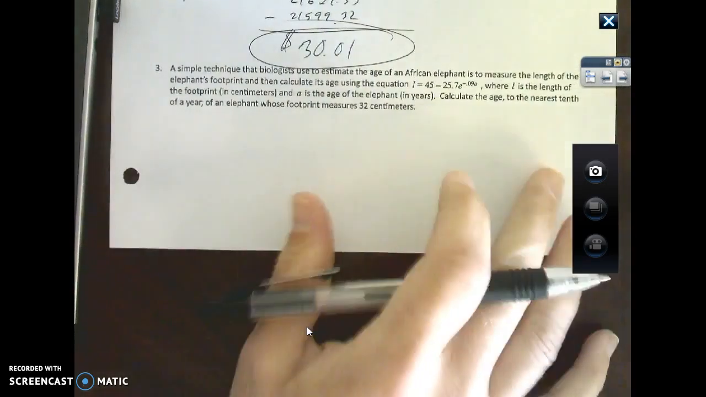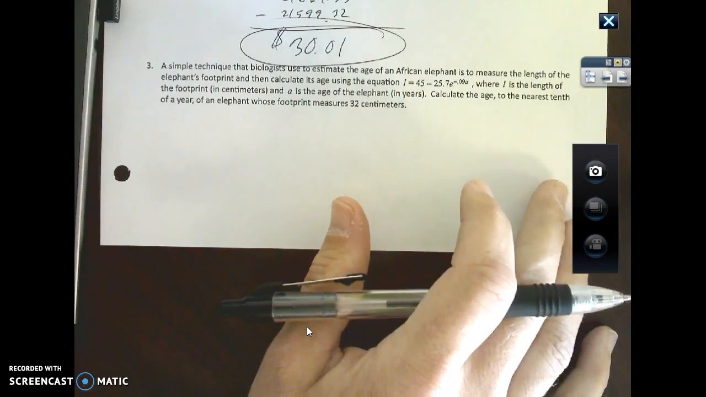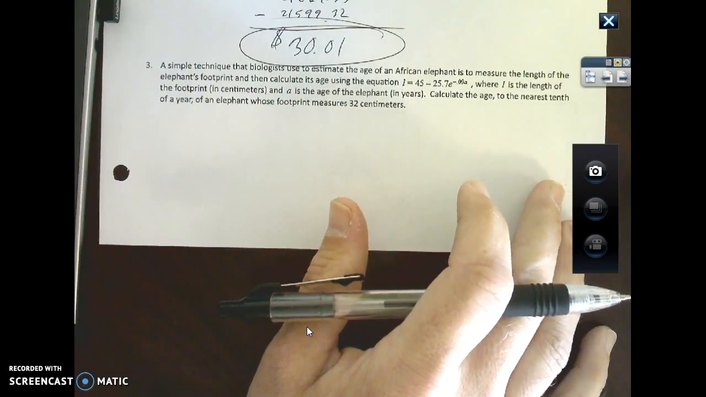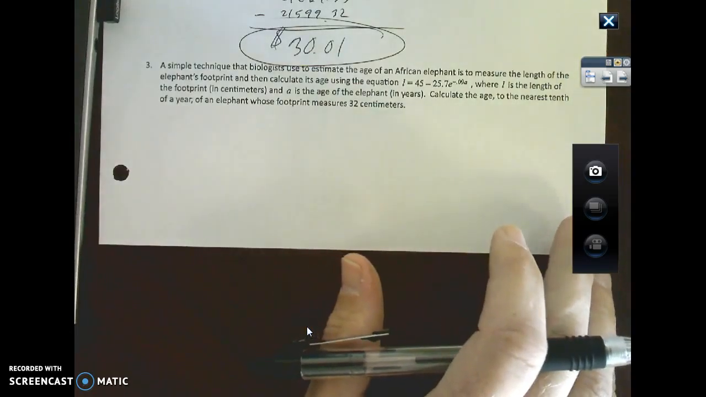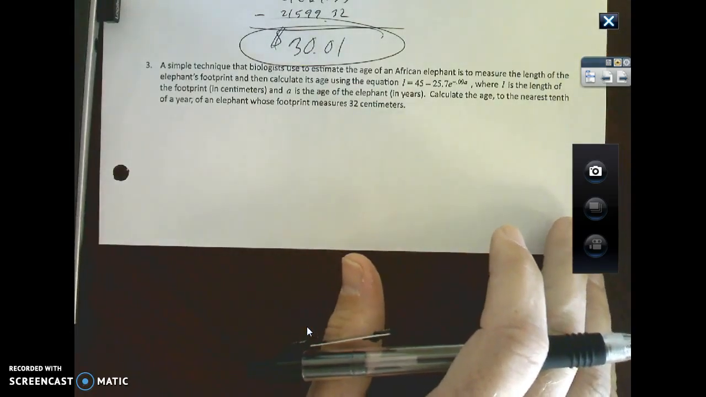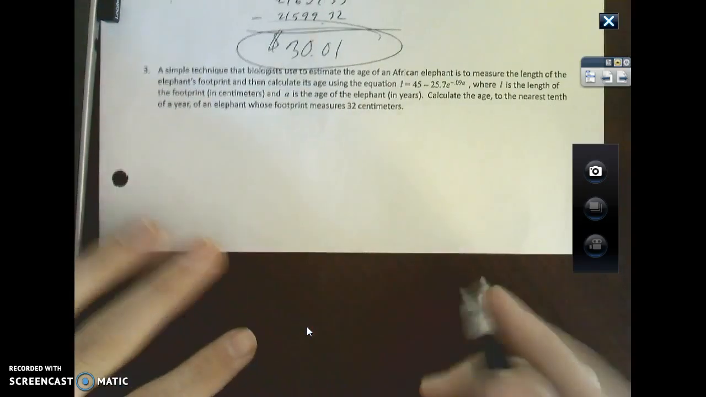Awesome. Number 3. A simple technique that biologists use to estimate the age of an African elephant is to measure the length of the elephant's footprint and then calculate its age using the equation L equals 45 minus 25.7 e raised to negative 0.09 A, where L is the length of the footprint in centimeters, and A is the age of the elephant in years. Calculate the age to the nearest tenth of an elephant whose footprint measures 32 centimeters.